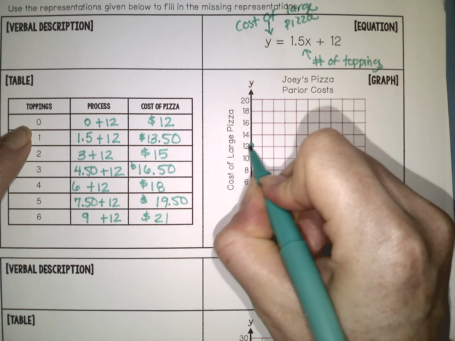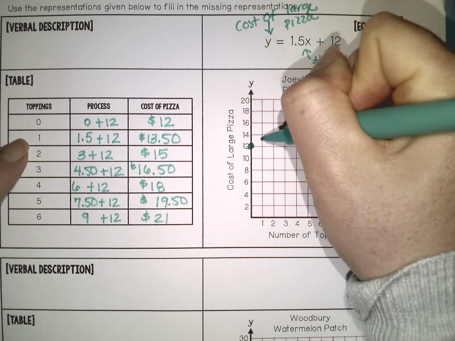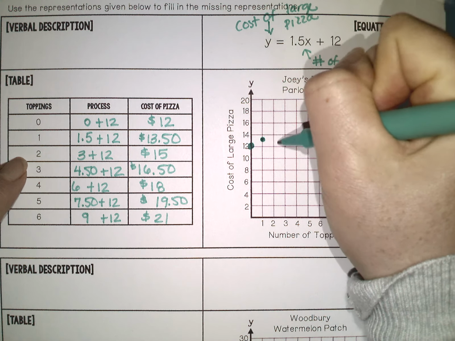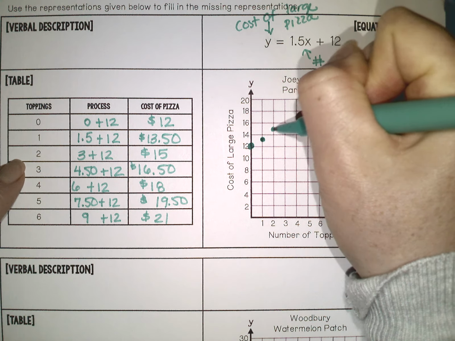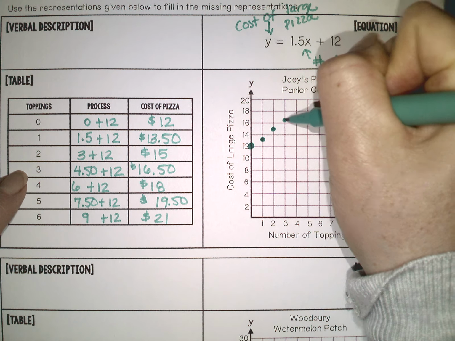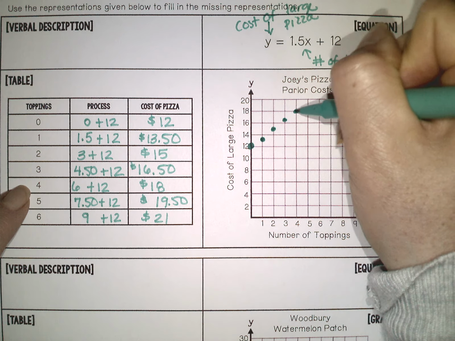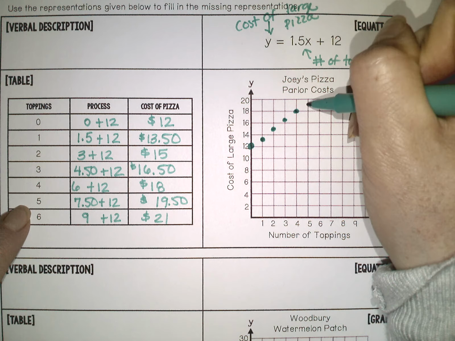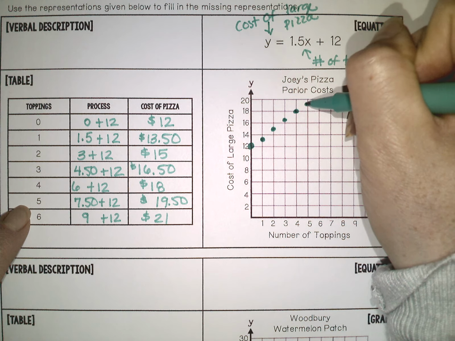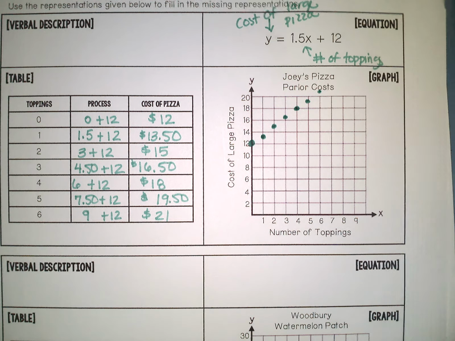So to graph this, I'm just going to use these points. Number of toppings, if you had 0 toppings, your pizza is going to cost $12. If you have 1 topping, it's going to cost $13.50. 2 toppings would be $15. 3 toppings would be $16.50. 4 toppings would be $18. 5 toppings is $19.50. And 6 toppings would be $21, which would be kind of off our grid.